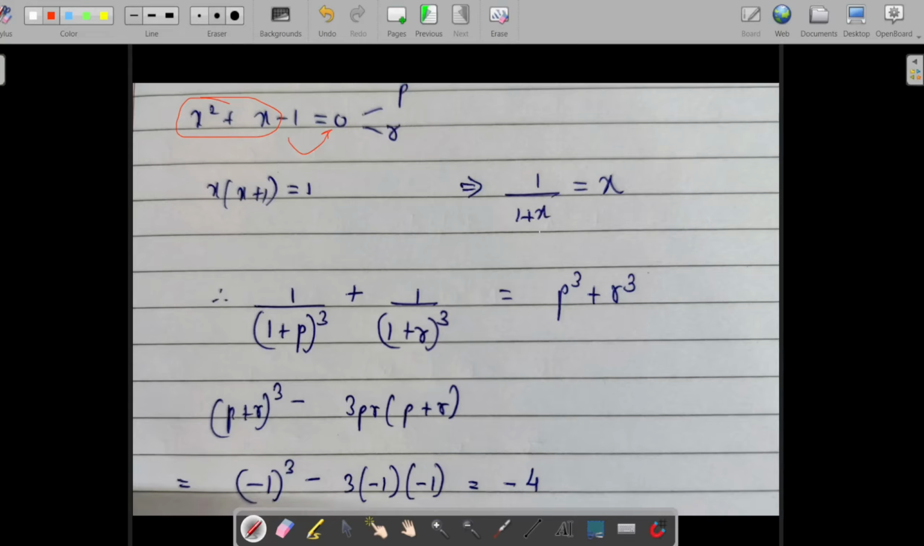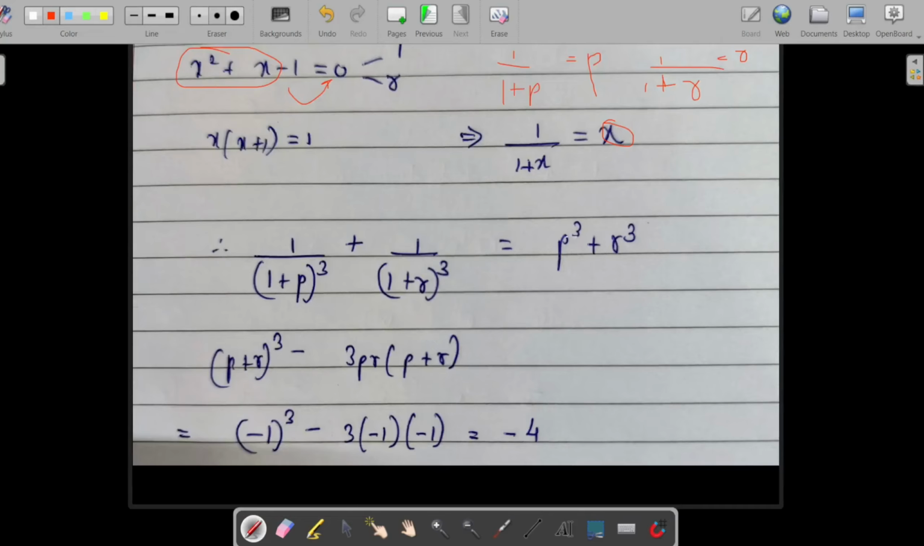So 1 upon 1 plus x is equal to x. P and R are roots of the equation, so they will satisfy this. So 1 upon 1 plus p will be equal to p. Similarly, 1 upon 1 plus r will be equal to r. So when you cube both the sides and add them, you will get 1 upon 1 plus p whole cube plus 1 upon 1 plus r whole cube equals p cube plus r cube.